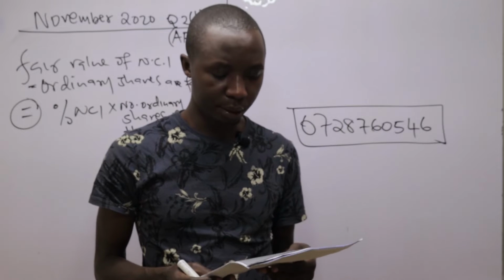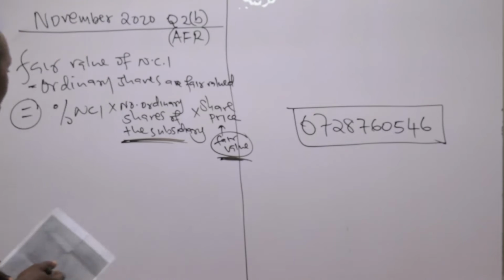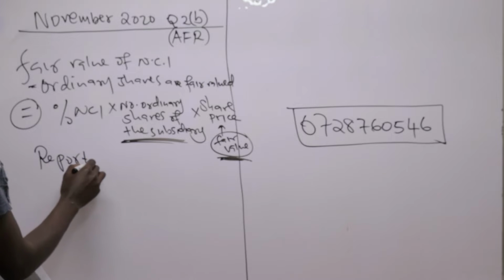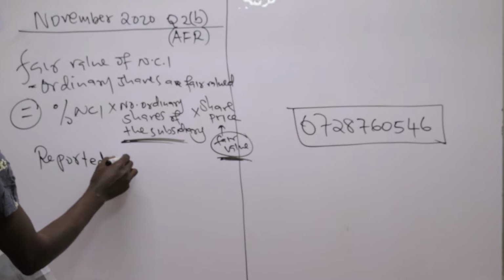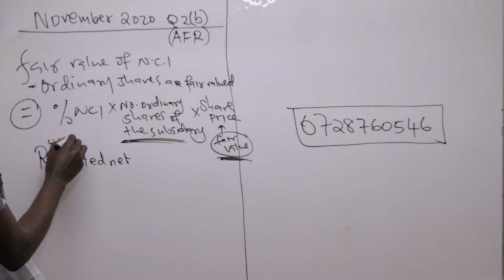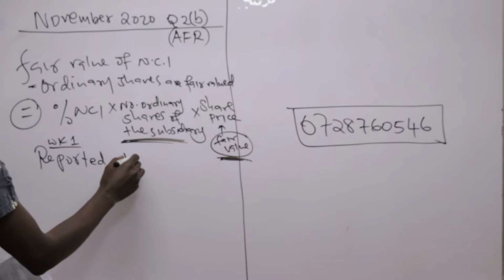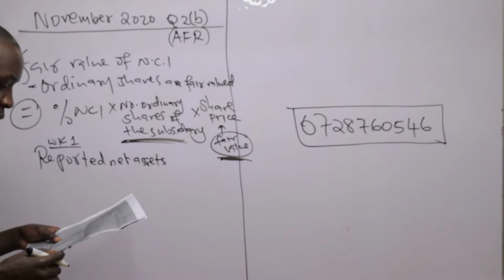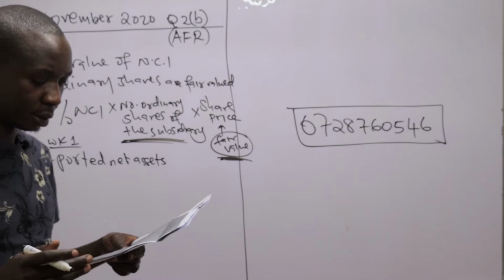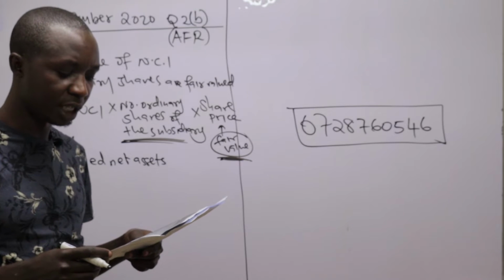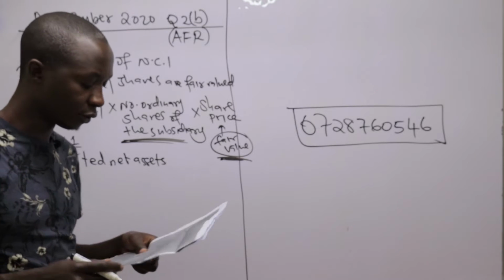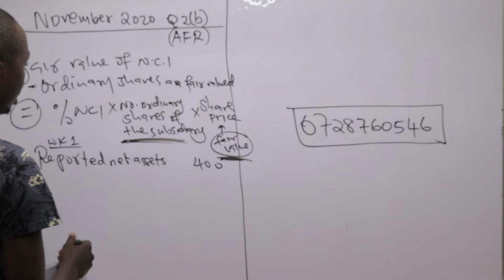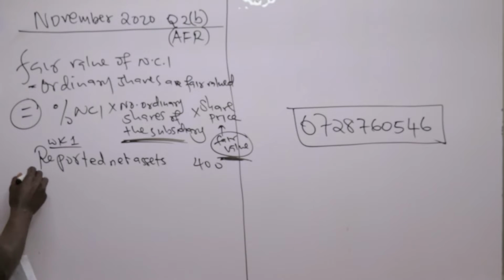Which excess is this? So what I will do, I will compare my reported net assets. This is the first working I'm doing, working number 1. So reported net assets, which are given in that additional information number 1, whereby you were told that fair value of identifiable net assets of S was 400. Reported net assets, we have 400.